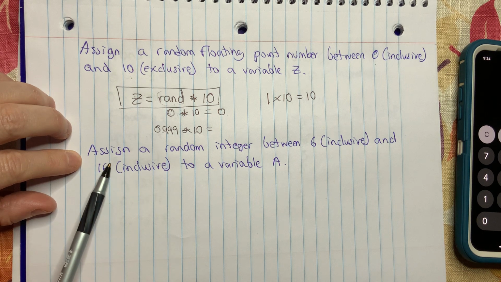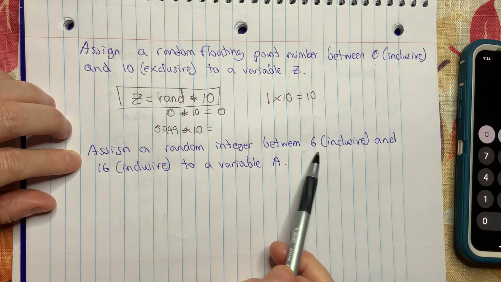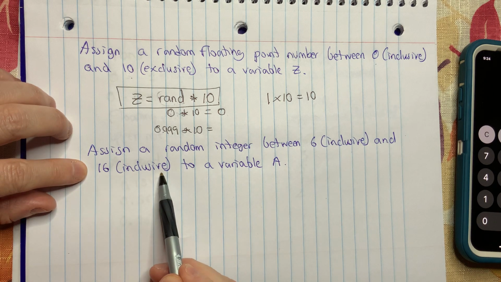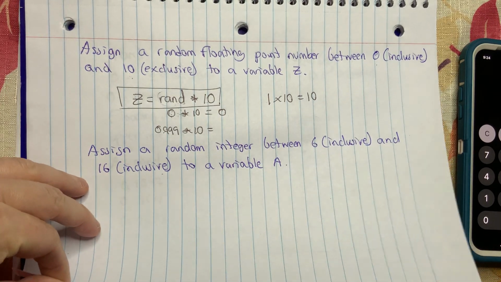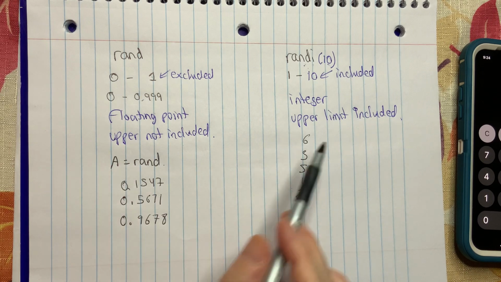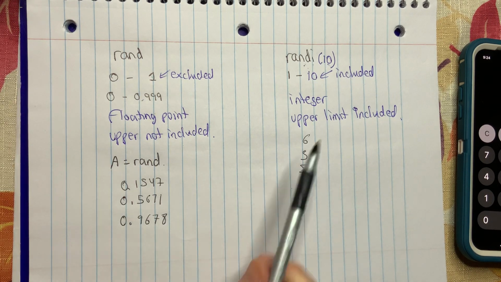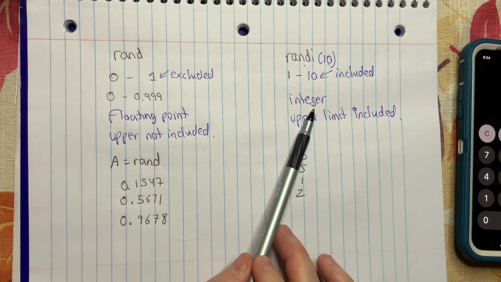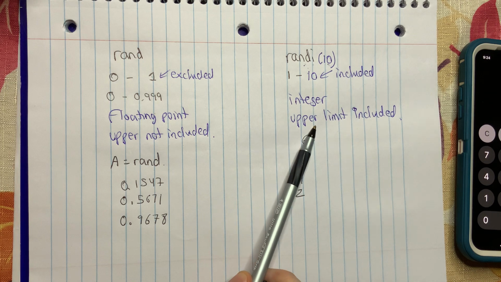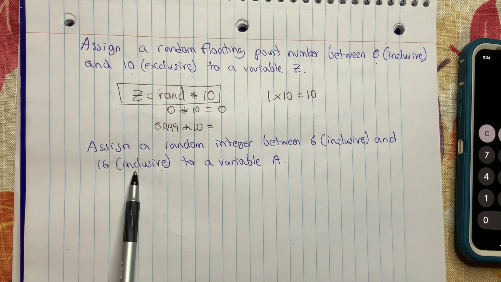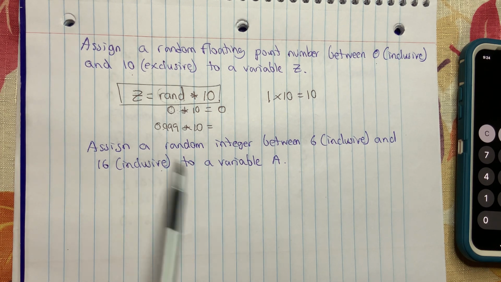Next, another question says, assign a random integer between 6 inclusive and 16 inclusive to a variable a. So which function do you think that's going to need between these two? It's going to be a RANDI function because it's asking for an integer. That's the number one reason. But then it's also reinforcing it by saying that the upper limit is included. So 16 is included. So we know this is going to be a RANDI function just by this.